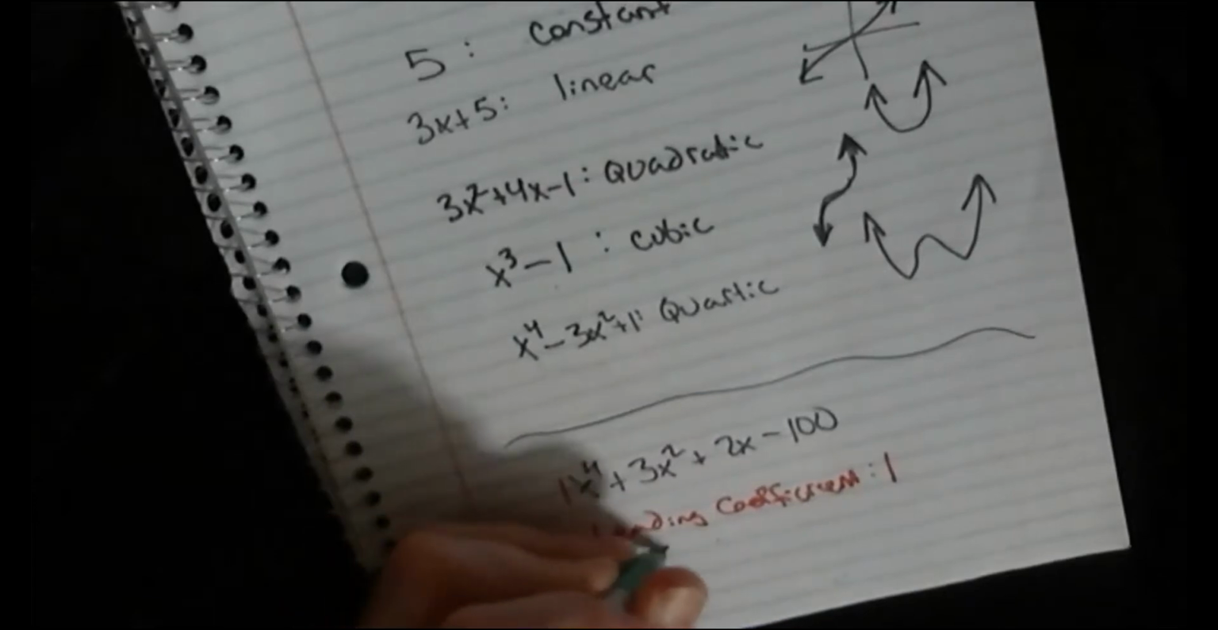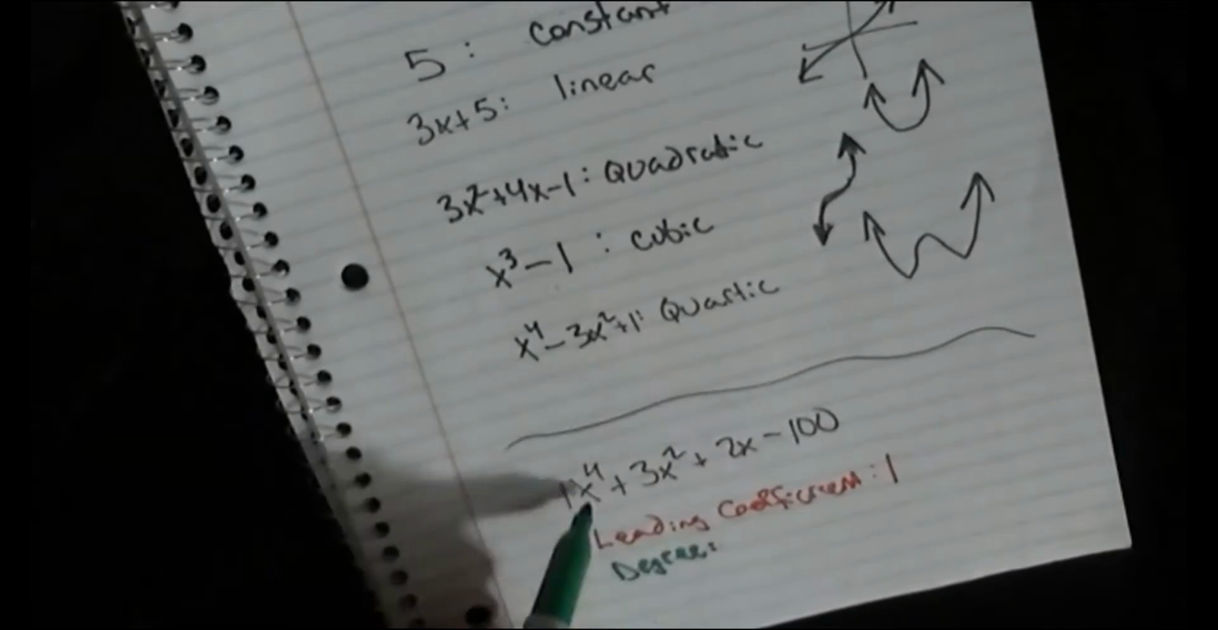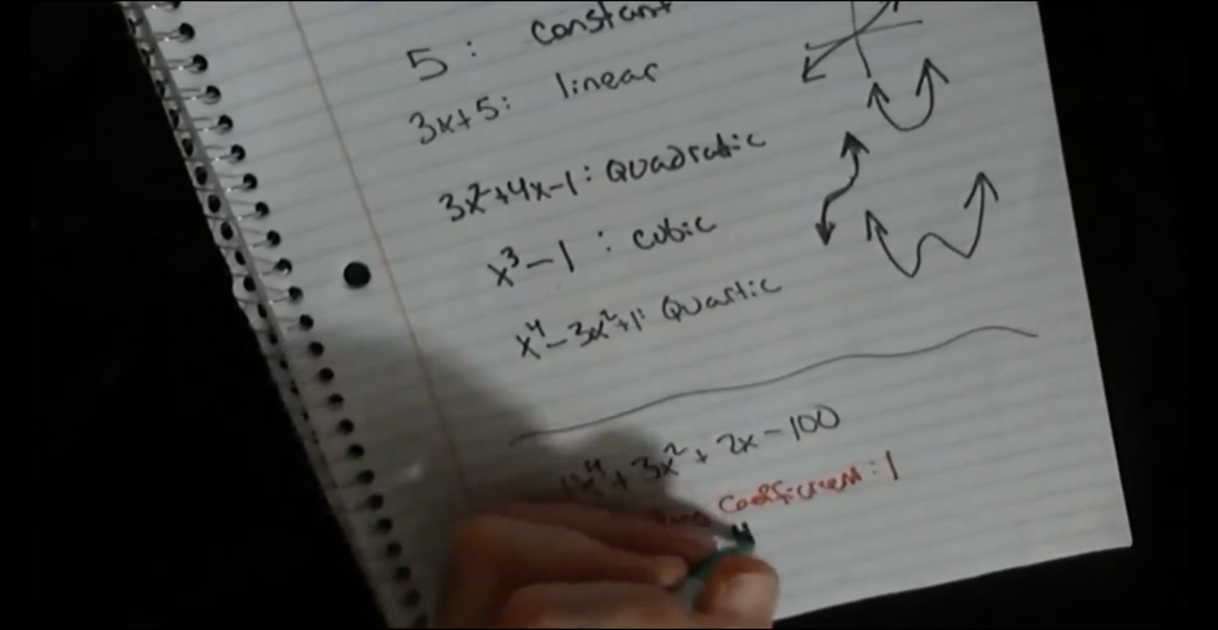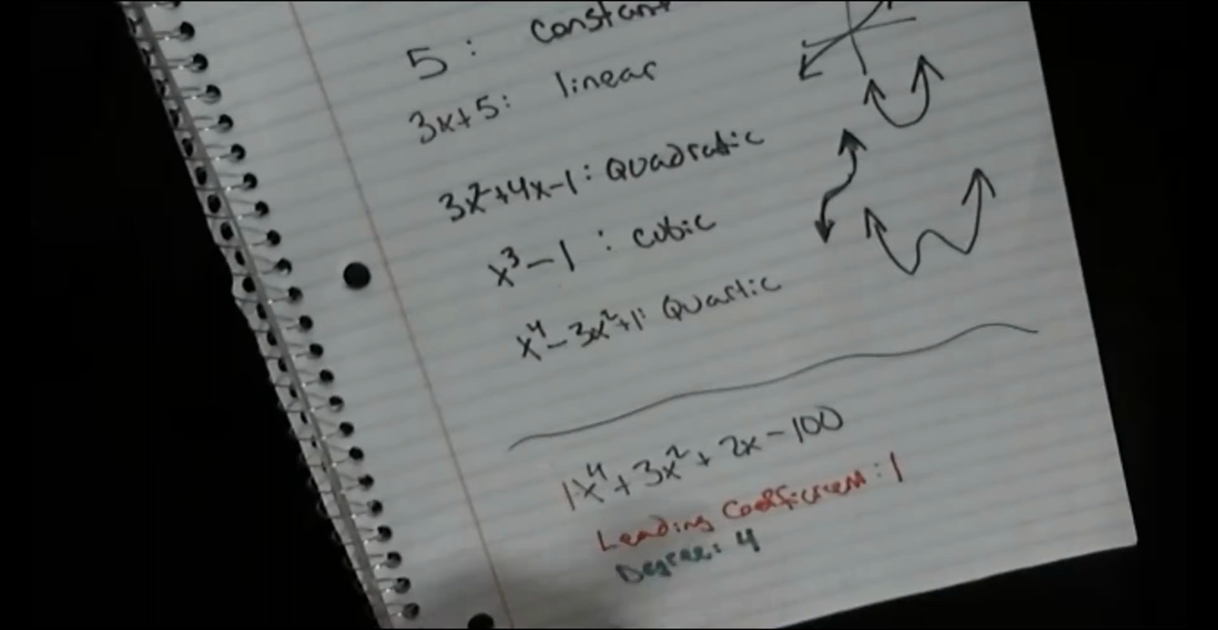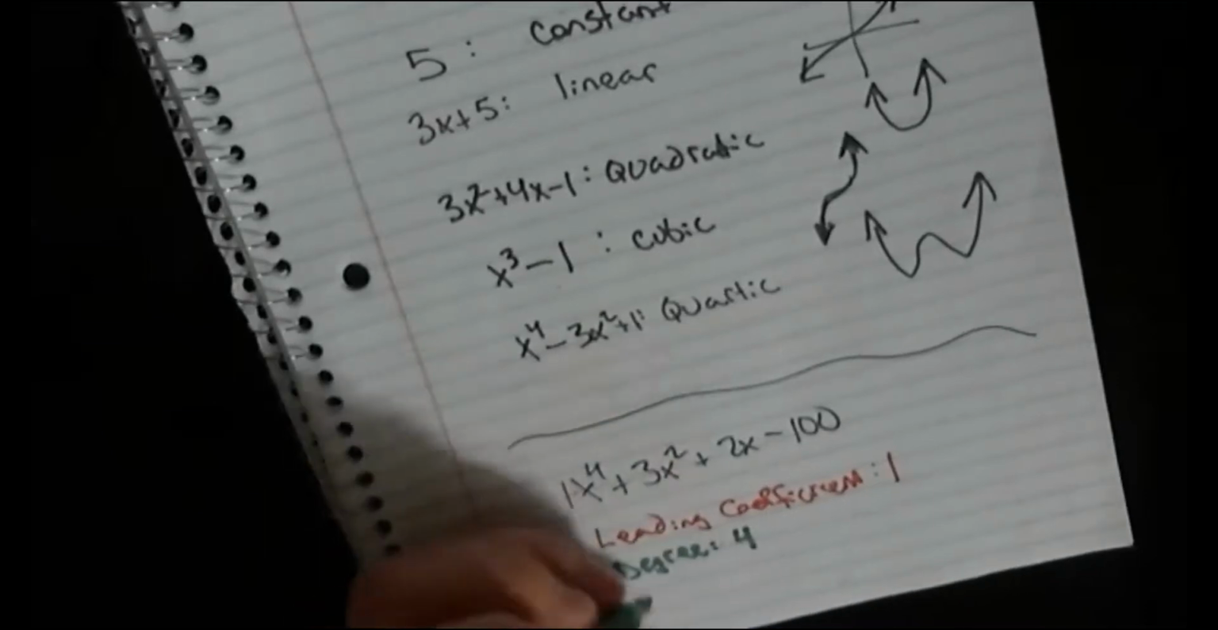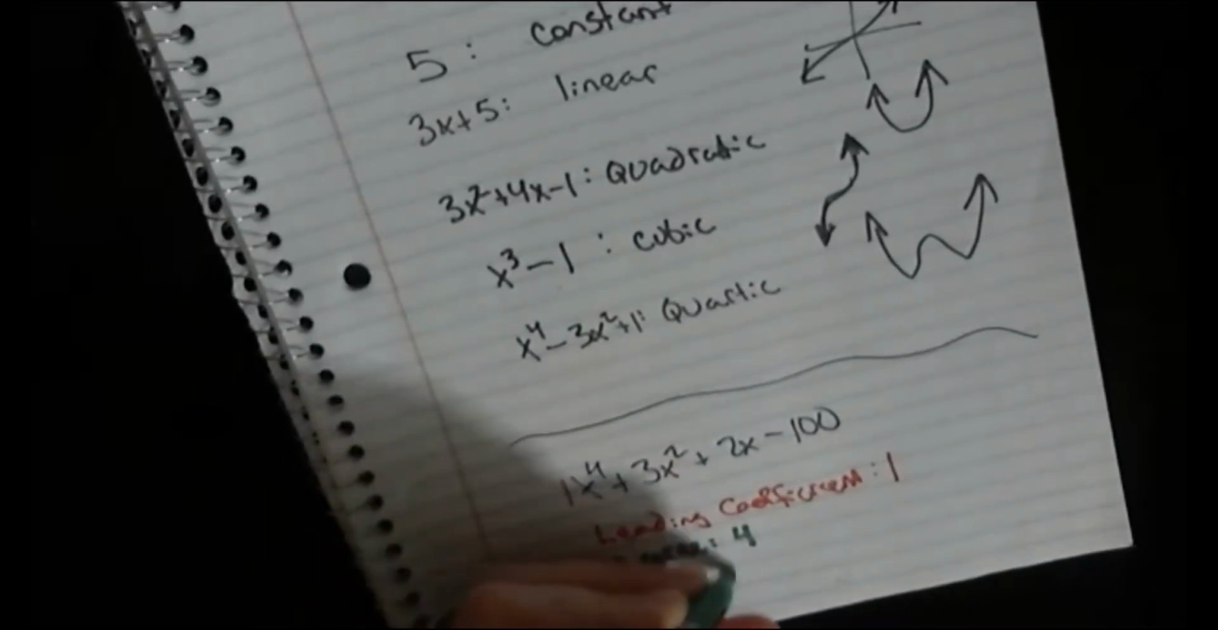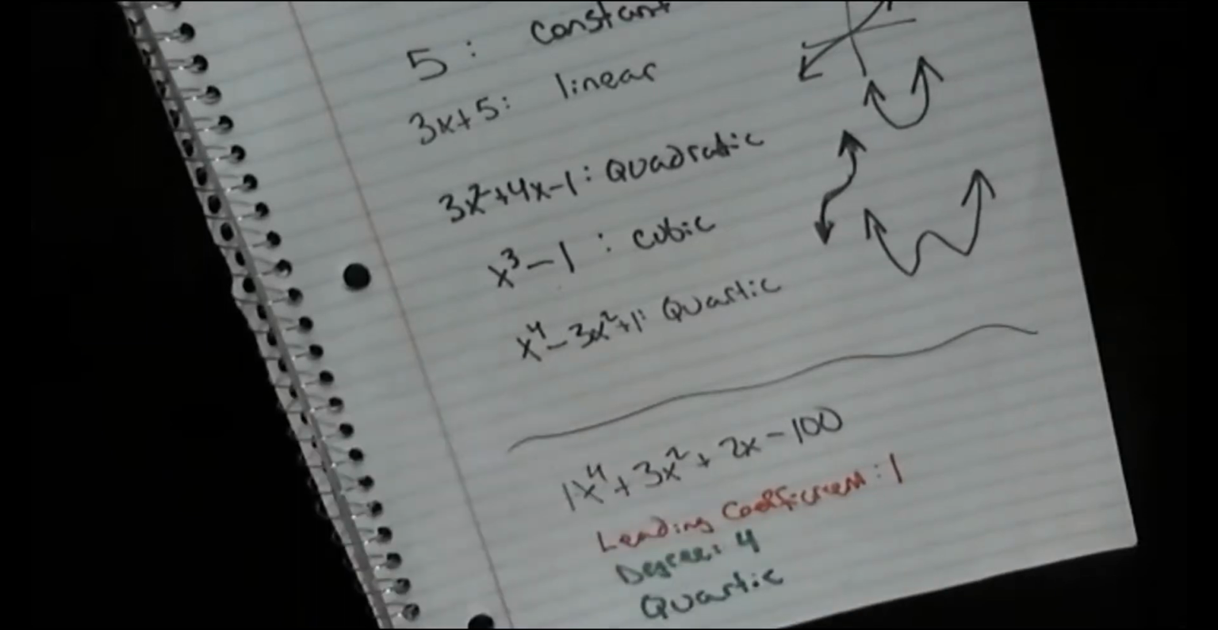The degree of the whole polynomial is the largest degree within the polynomial. So that would be the fourth power, so that would be a degree of 4. And because this is an x to the fourth, this would be considered a quartic function.